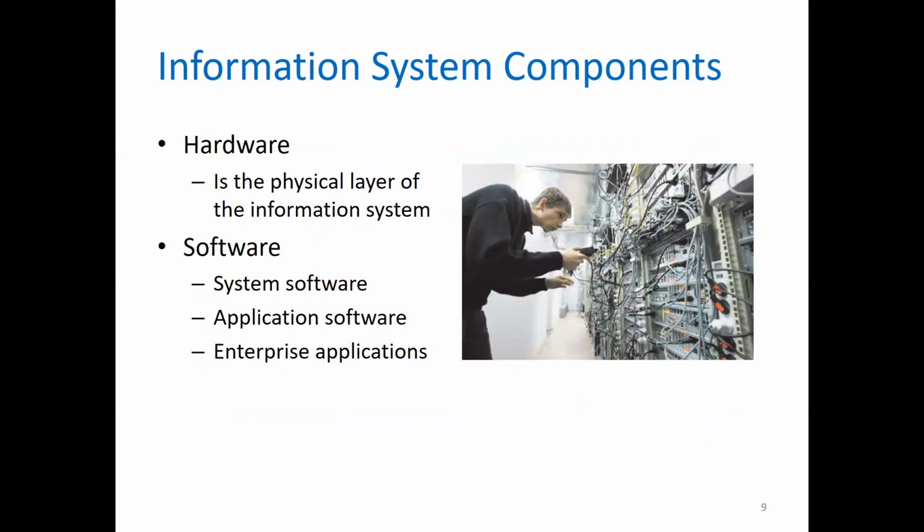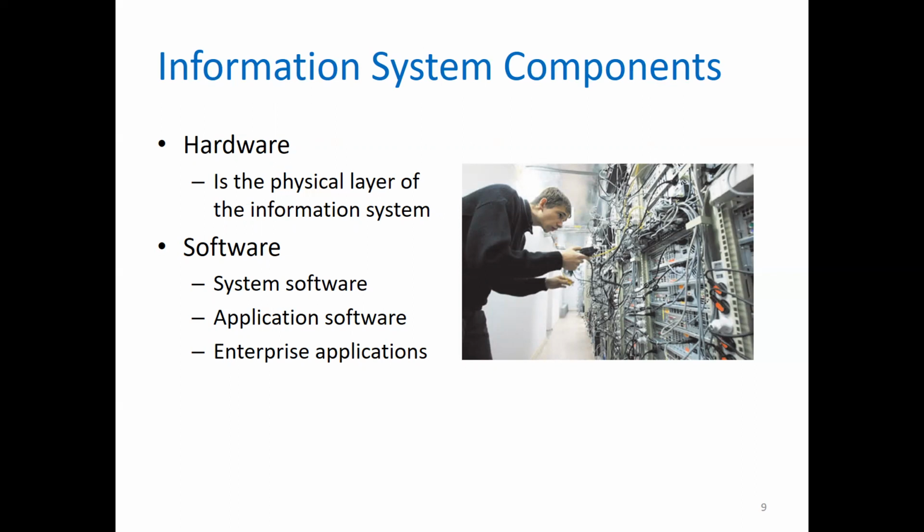Information system components. So we've learned earlier that there are 5 components. So you have hardware, software, data, processes, and people. Hardware is the physical layer of the information system. Software includes the system software, application software, and enterprise applications.